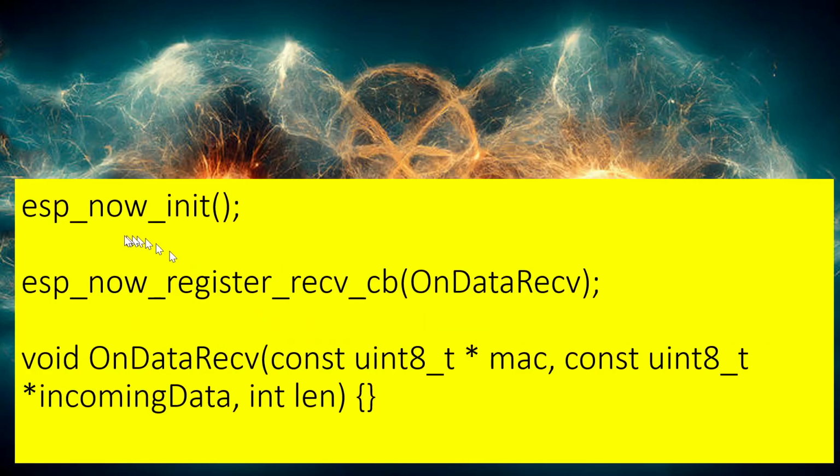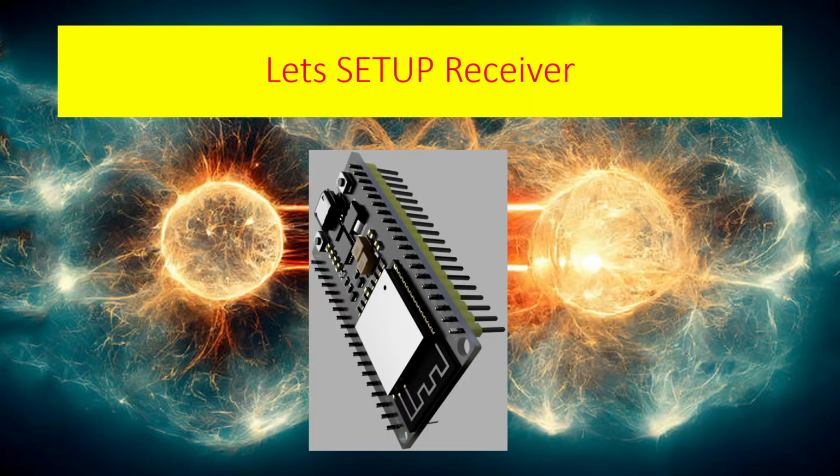In addition, I will be using Serial.begin. I will be initializing ESP.now with the initial command, and then what to do when the data is received. I will be using a function, data receive, and this function defines what I am going to do with the data received. So let's set up our receiver first. Let's go to the code.